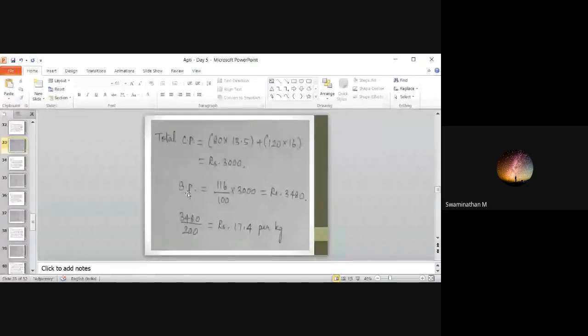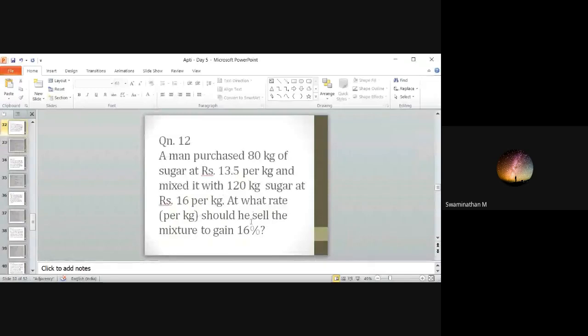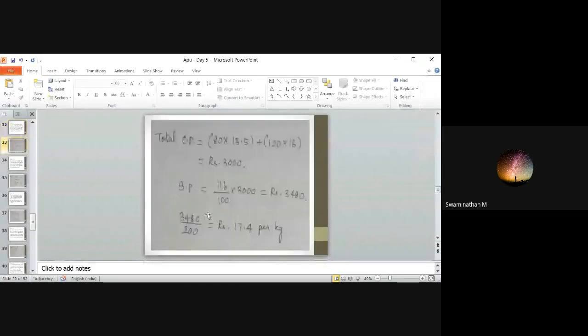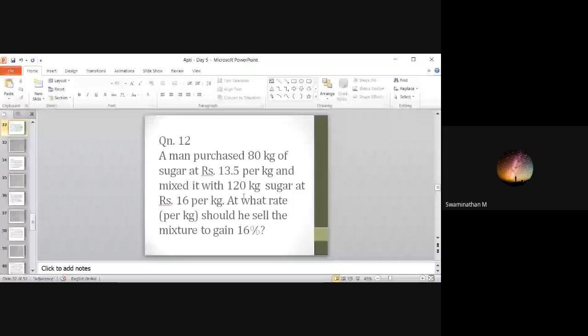Selling price you have to find with the cost price and profit percent. So 116, that is 100 plus profit percentage 16%. So 116 by 100 into 3000. You will get 3480. This is for total 80 plus 120, that is 200 kg. This is the selling price.